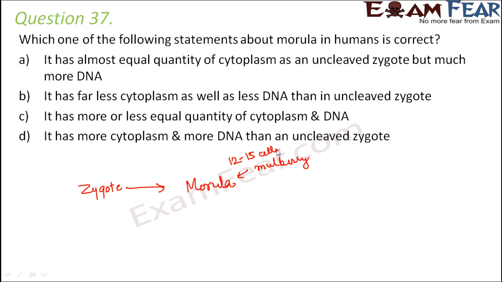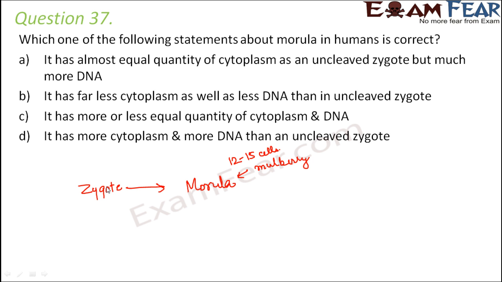Now, if you talk about the quantity of cytoplasm and DNA, of course, there is an increase in DNA. In fact, that is how cleavage is different from ordinary mitosis. In cleavage, the amount of DNA continues to increase. Morula is a further stage from zygote, so it has a lot more DNA when compared to the uncleaved zygote. But if you talk about the cytoplasm, in case of cleavage, the size of the cells continues to decrease.